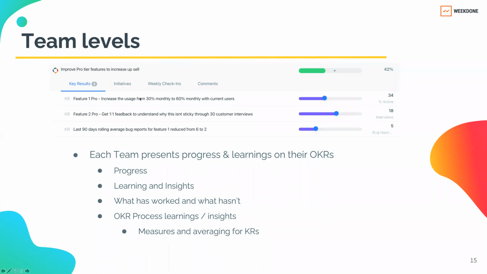So maybe we understand that the usage of some of our pro tier features is not good enough. We really need to drive. We know if we get up to 60% usage with the current pro users, anybody else coming in would see a lot more value there. We're not telling anybody how we're going to go from 30 to 60. That's exactly what the projects, the initiatives, the weekly check-ins are going to do.